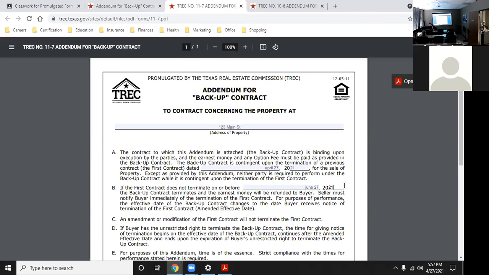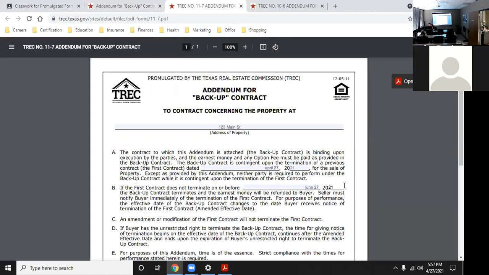So say they want to buy the other house. Would they be able to terminate it without being penalized, or is this a contract that just cannot be terminated? So basically, you're going to be stuck in it. You can't really. There's not an easy way to back out of it.